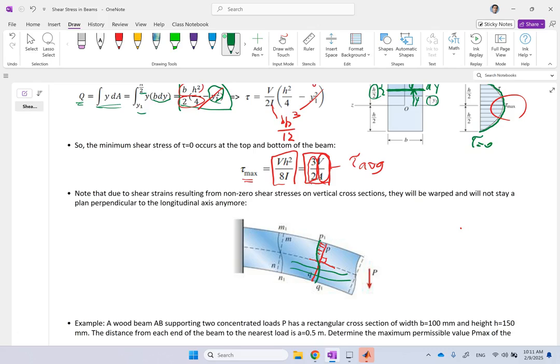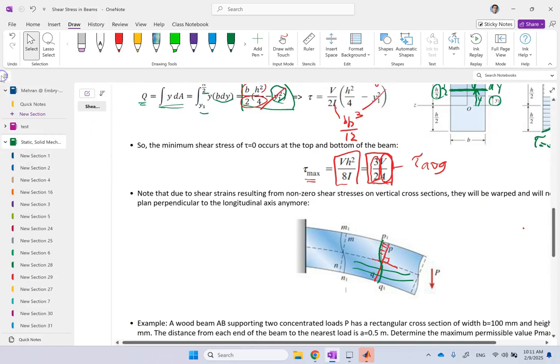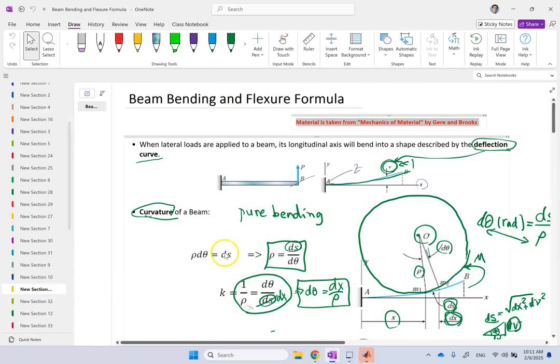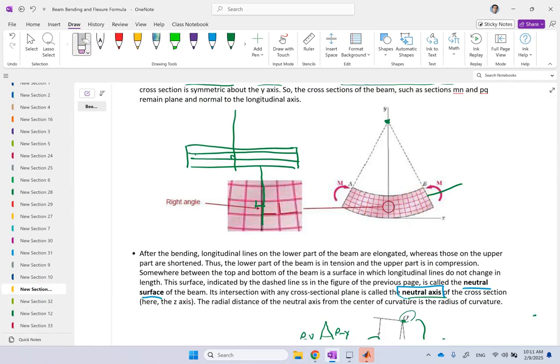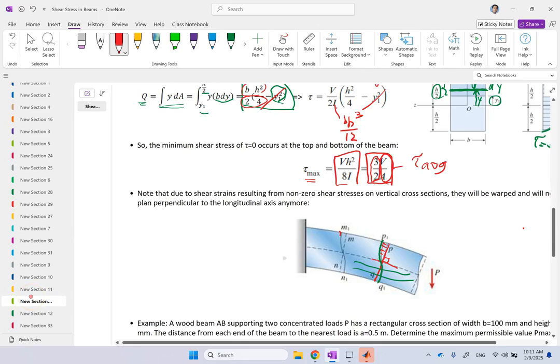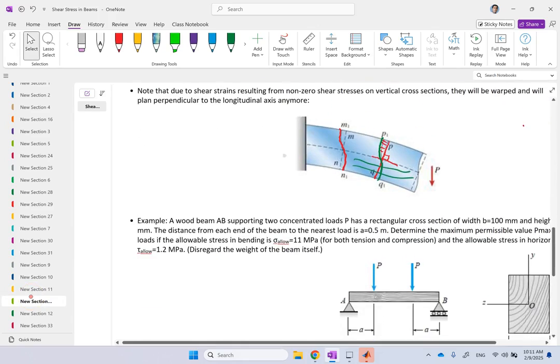While in pure bending, if you remember, let's see if I can find it. In pure bending, we said that that is the case, correct? Let's see, there we go. If you remember, I said in pure bending, these cross sections will always stay at a 90-degree angle with respect to the longitudinal lines, but not in non-pure bending. Because of the shear, they're going to deform like that. Okay, just keep that in mind.